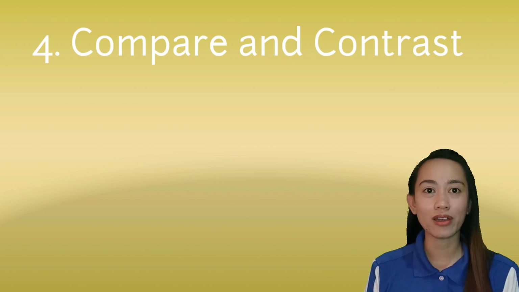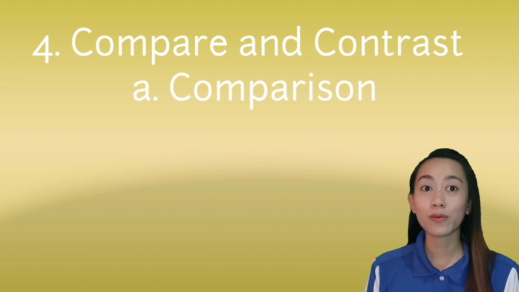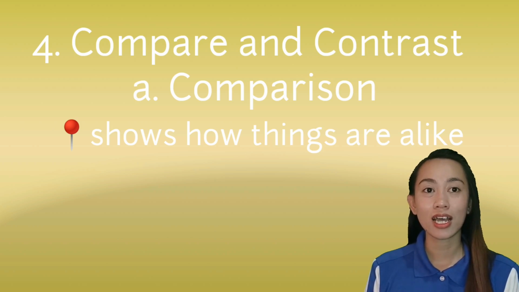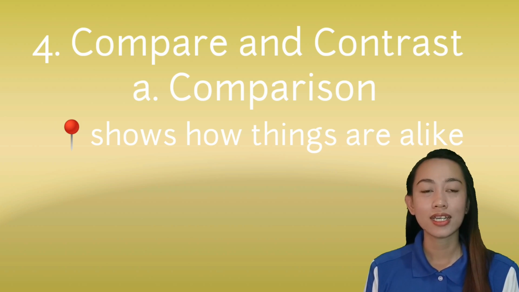Let's start with the comparison. To compare persons, things, places, events, situations, or ideas is to show how they are alike. You need to identify the points of comparison and make a list of similar characteristics or qualities for each point of comparison. The following are the words that signal similarities.